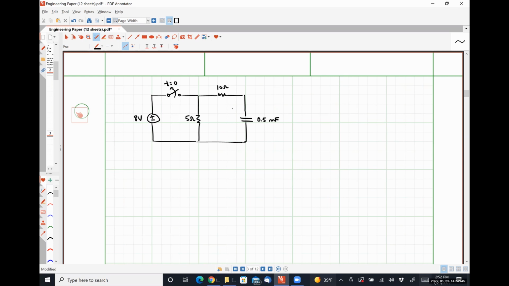And we want to know this voltage, VC of t. And we want to know this voltage, VR of t.